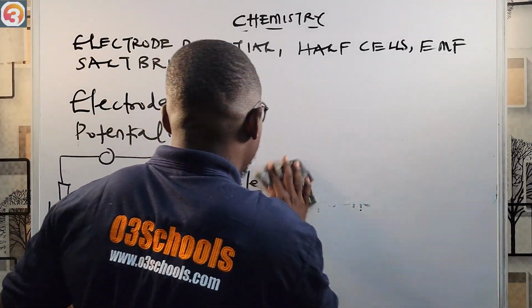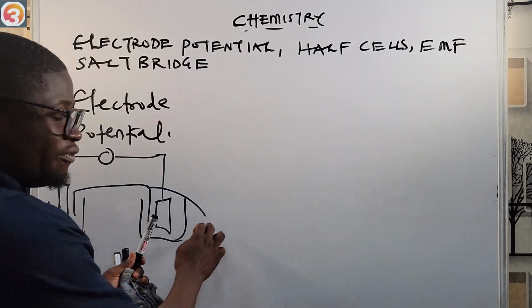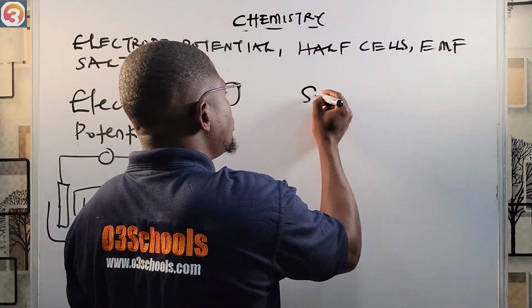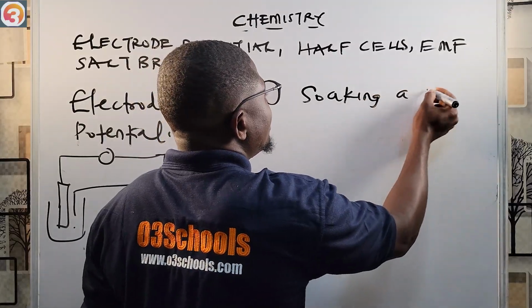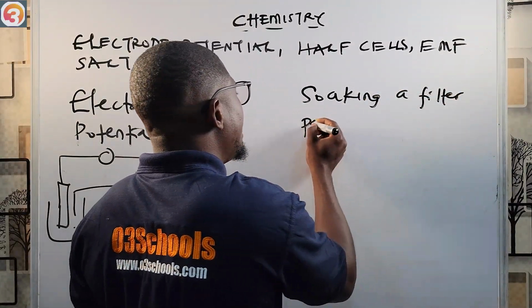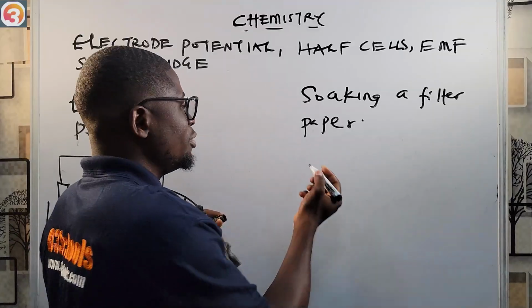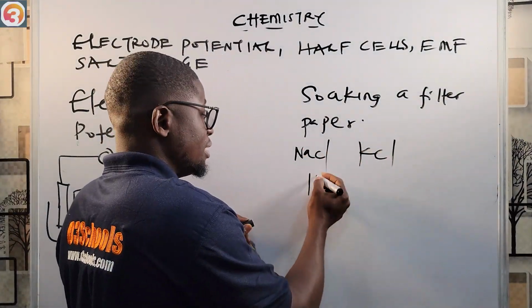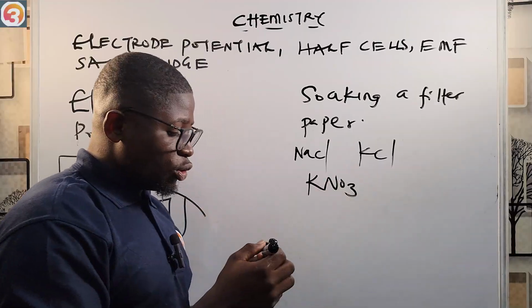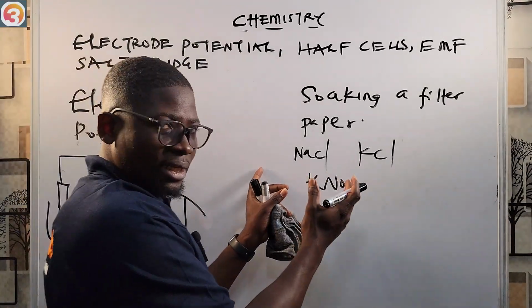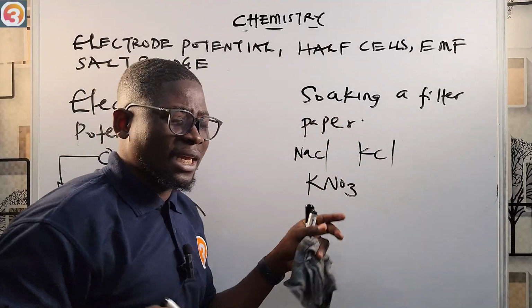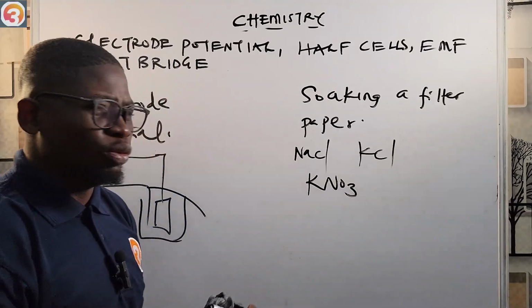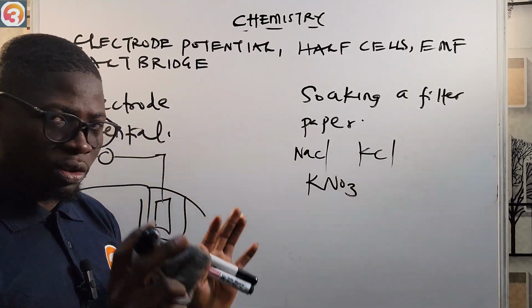Now, you can form a simple salt bridge by soaking a filter paper in either sodium chloride, NaCl, or potassium chloride, KCl, or even in potassium nitrate. So you can take a filter paper and soak it with sodium chloride, KCl, or KNO3, and some other solutions, and of course you form your simple salt bridge.